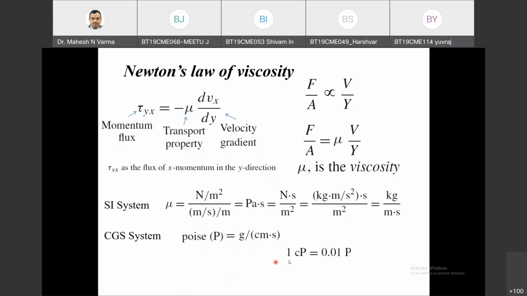So centipoise, 1 centipoise equals to 100 poise. No, it is reverse. So 1 poise equals to 100 centipoise. So 1 centipoise equals to 1 upon 100 poise. So in SI units, 1 Pascal second will be equal to 10 poise, and that will be equal to 10 raised to 3 centipoise. So these units are discussed here.